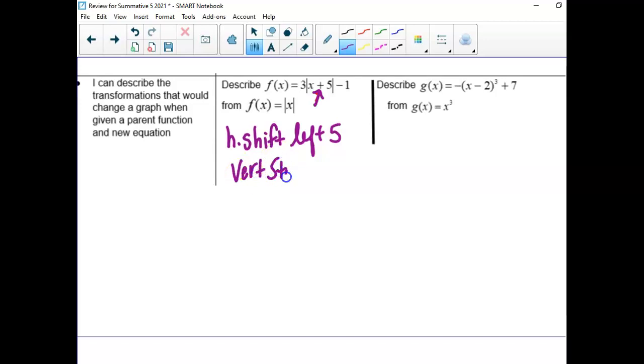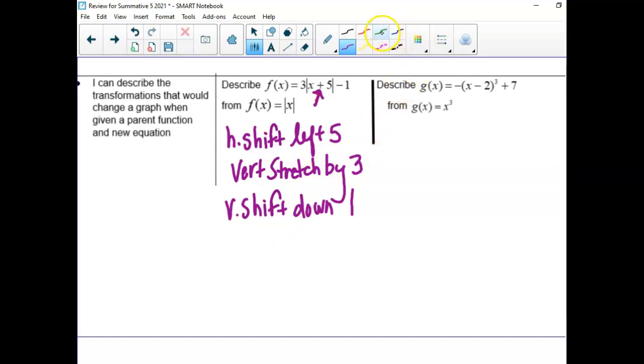Yep, vertical stretch by a factor of 3. So that would change y values, okay? And then the last thing is a vertical shift down 1, as it's on the back. Everybody okay? And that is one you could graph and look and make sure that that made sense.